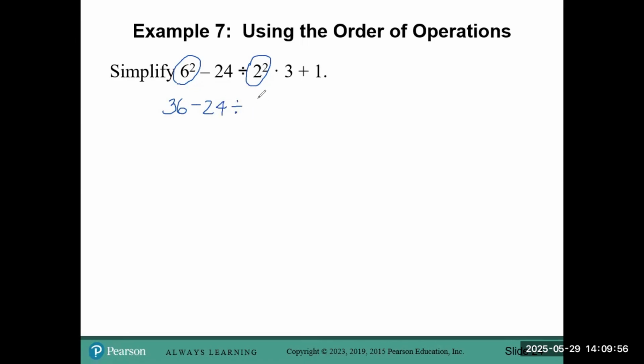And now I have 2 squared, which is 4. And then I'm going to copy down the rest, times 3 plus 1.